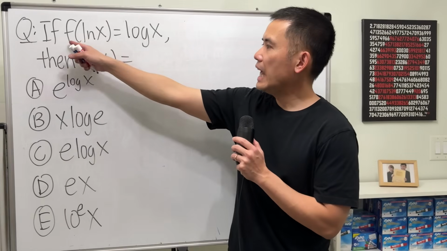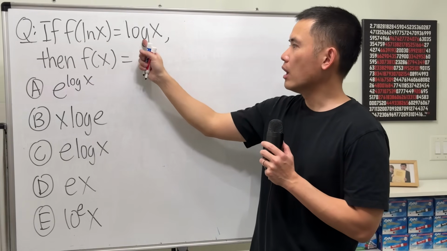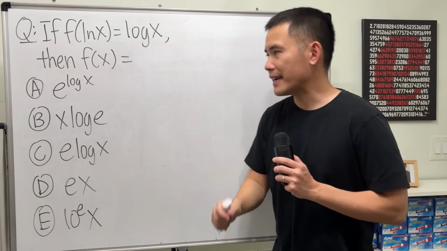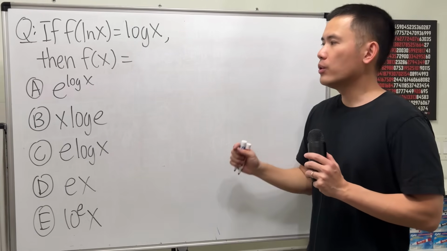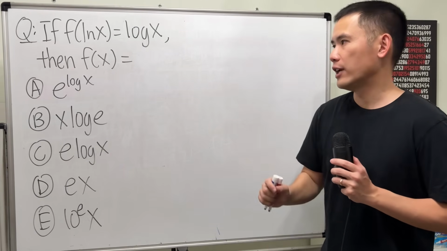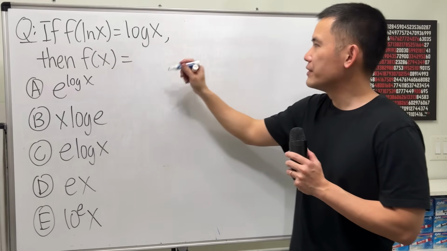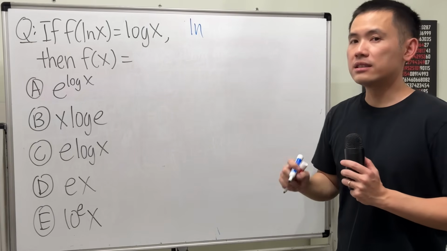Suppose we have f of ln x is equal to log of x. Then we are going to find out what f of x is equal to. So before we continue, let me just clarify the notation. First, when we have the ln, this right here is a logarithm.